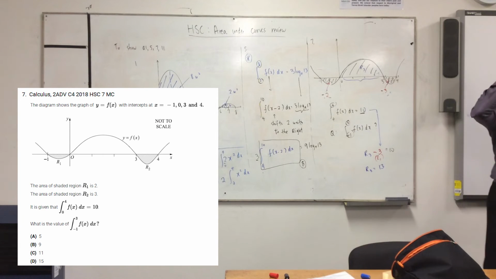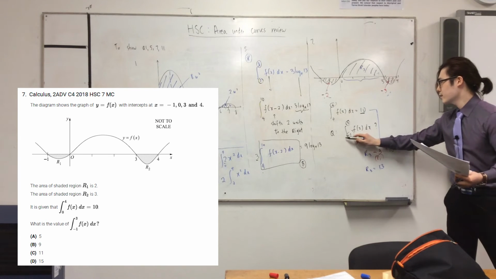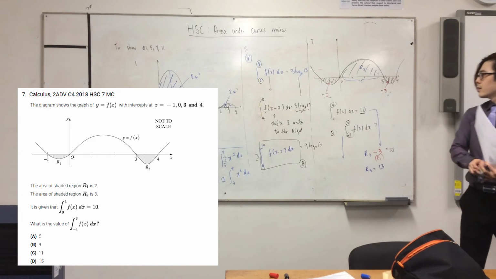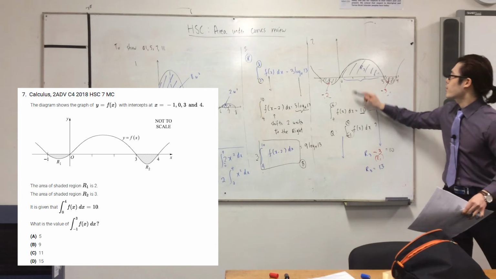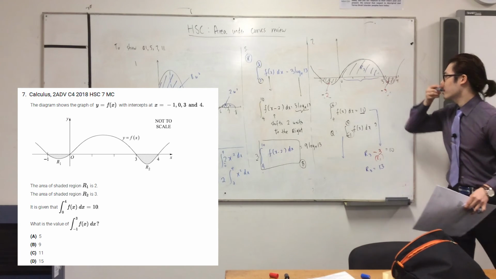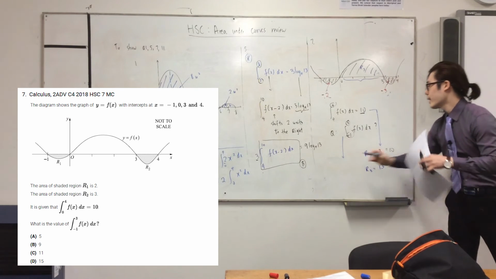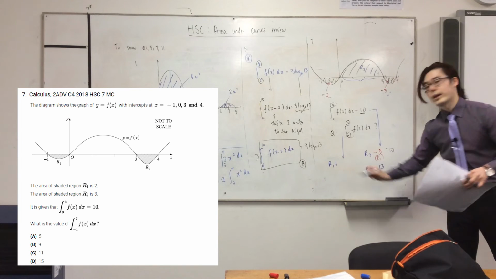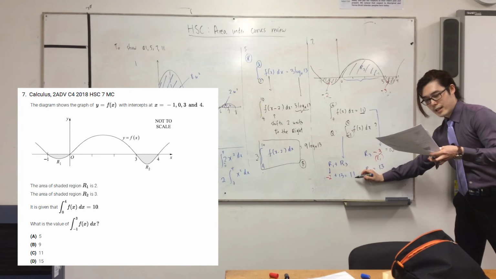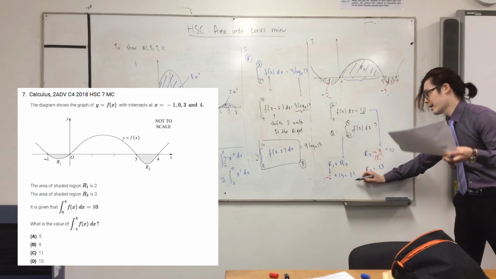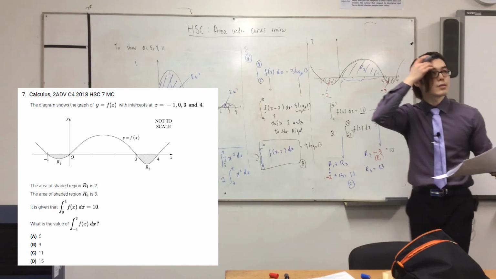13. Yeah? So basically, the answer to now this, we're finding the area from 3 to minus 1. That means R1 plus what? 11. Is that a multiple choice? Yeah, so the answer is C. So that's how you do this question.